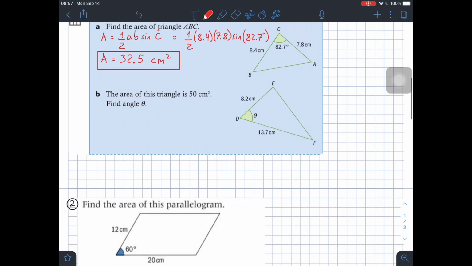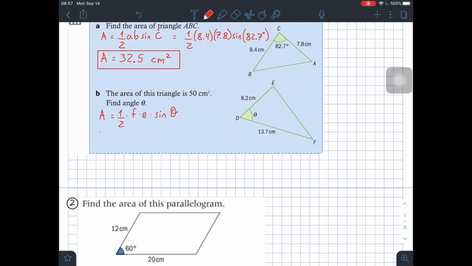Let's see another case. It says the area of this triangle is 50 centimeters squared. So we're given already the area of the triangle, and we're asked to find the angle theta. So you see that we have one side, another side, and the angle which is in between, right? And we're given the value of the area. So by applying the formula, once again, we're going to use this formula. In this case, if we write it with the letters first, it would be 1/2 times F times E times sine of theta, right? This is how we should apply the formula according to this exercise.